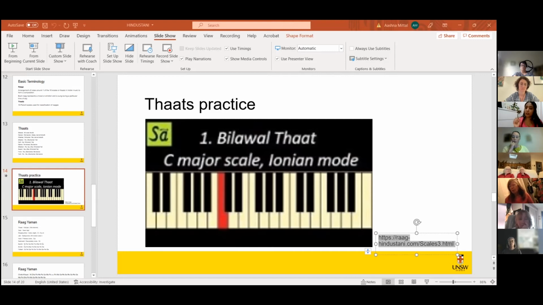So ma is not landing. It's slightly above. It's a sharp note of ma. So in Kalyan we have ma teevr. Then we have khamaj.